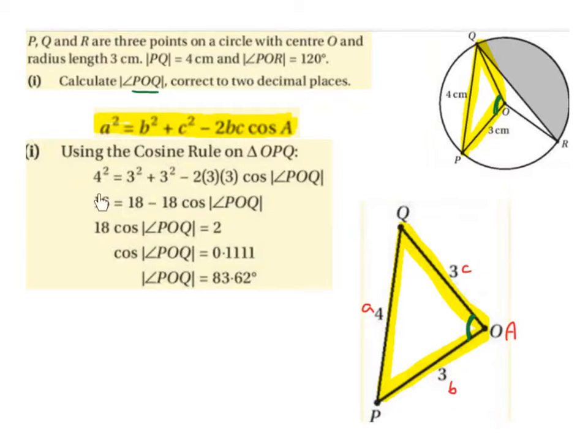So we're going to bring the 16 over the other side, it becomes minus 16, and 18 minus 16 is 2. We're going to bring the minus 18 cos of angle POQ across. So we have 18 cos of angle POQ is equal to 2. So dividing across by 18, 2 divided by 18 is 0.1111. And the inverse of this, so cos to the power of minus 1, by pressing the shift button gives us 83.62 degrees. So this angle here is 83.62 degrees.